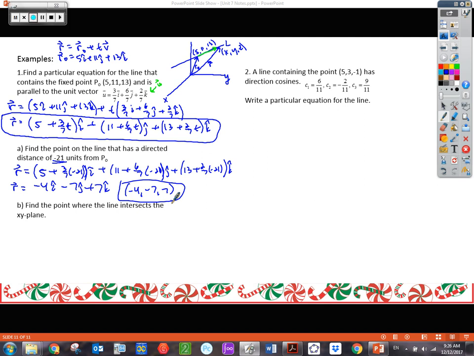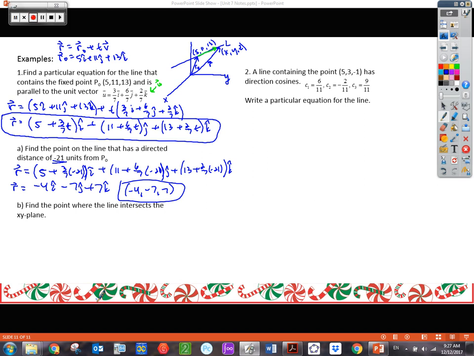Okay, so for part B, I actually think I had a typo in my notes. This should say xy plane, I think I wrote axis there. So we want to find the point where the line intersects the xy plane. Now I really wanted to do a lesson with planes. I just ran out of time. There's so much more fun stuff we could do with this unit, but I did not have time. So we're just going to have to think about planes in general.